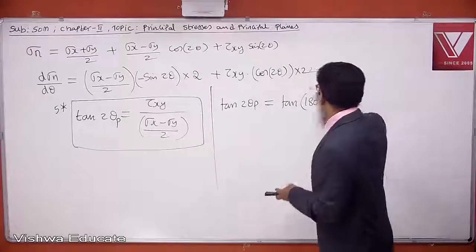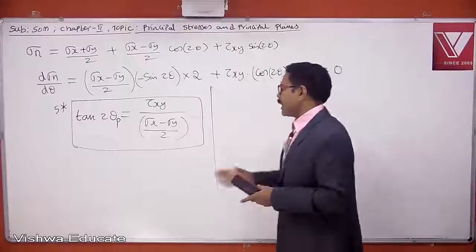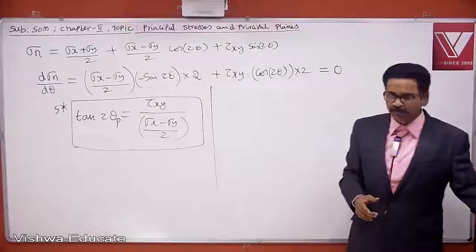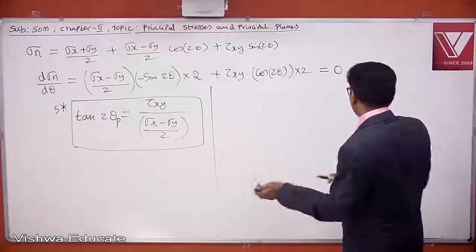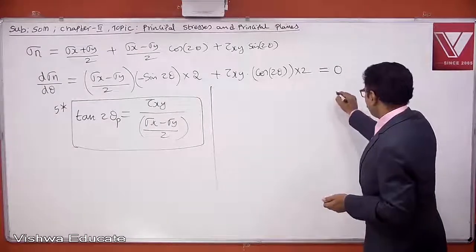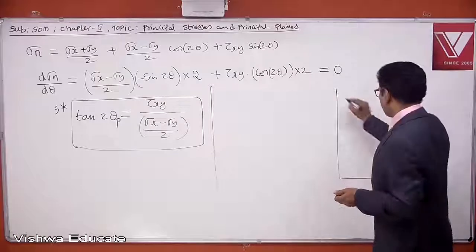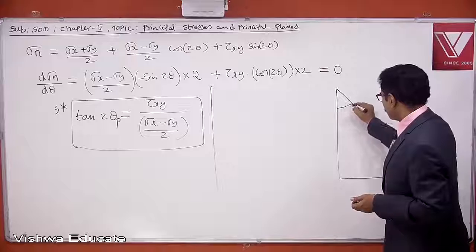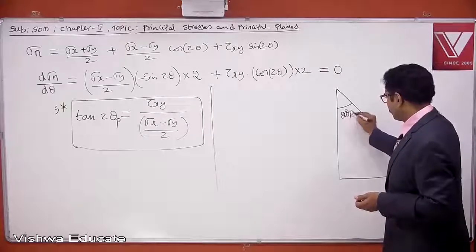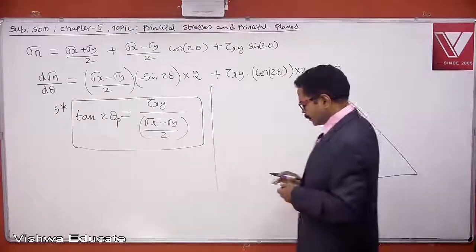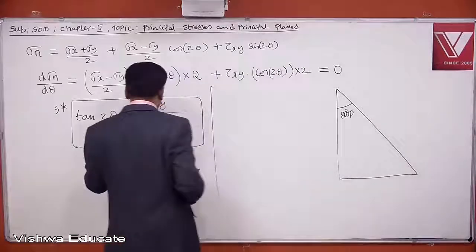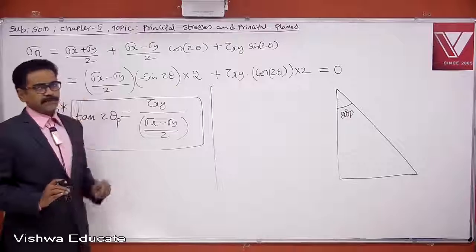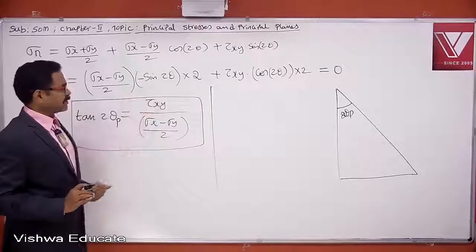Then from this, tan 2 theta p is equal to tau xy by (sigma x minus sigma y) by 2, I am going to construct a right angle triangle. This angle is 2 theta p. Now, what is tan? Tan means opposite side by adjacent side.